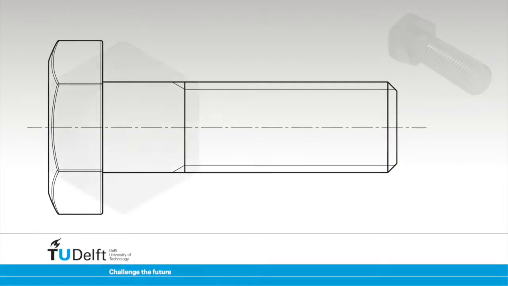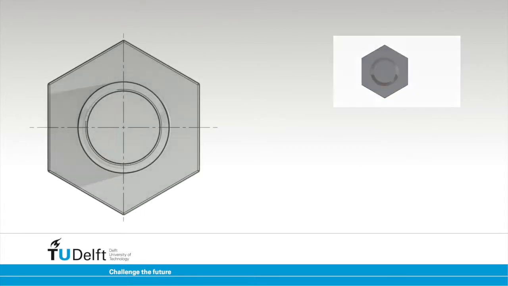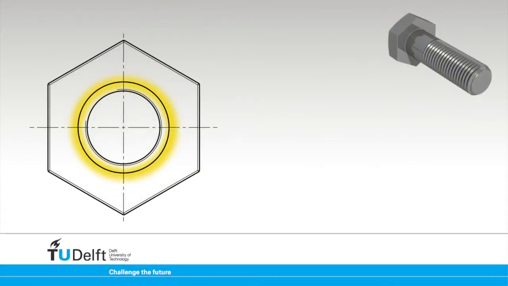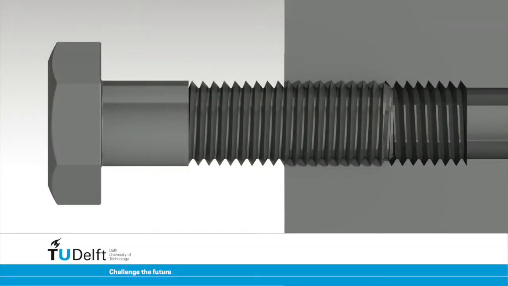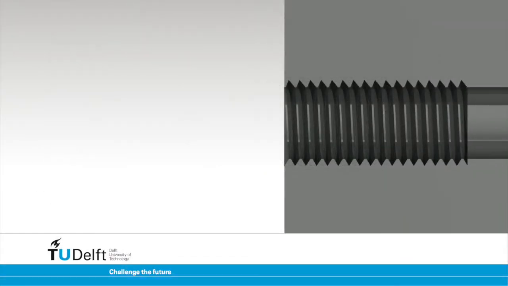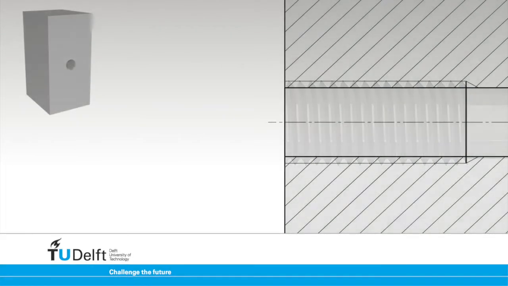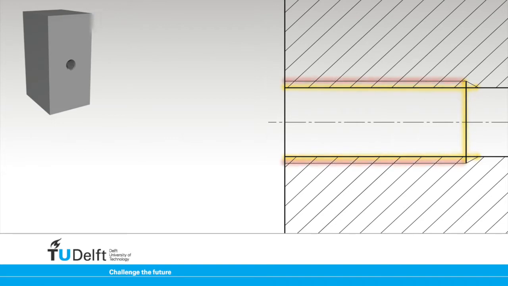When an external thread is drawn from the front, a full circle drawn using the thick continuous line type shows the outer contour. Inside this circle, a broken circle is drawn, indicating the minor diameter. An internal thread is drawn similarly, but now the minor diameter is drawn using thick continuous lines. The outer lines are drawn with thin continuous lines to indicate the major diameter.